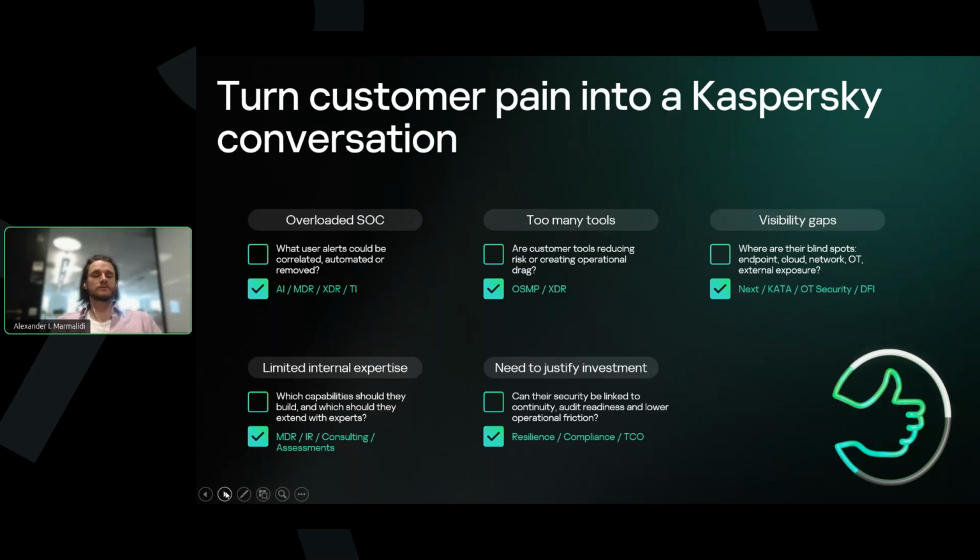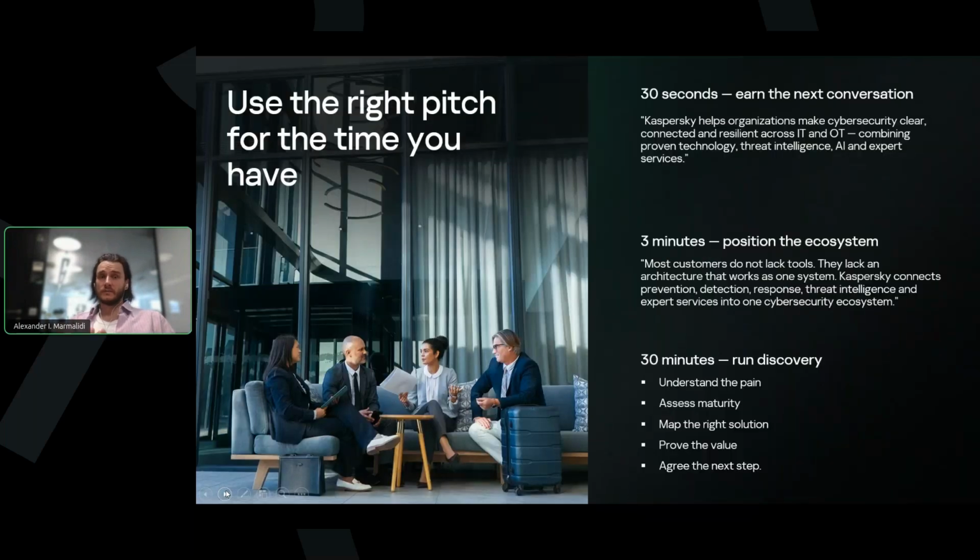So the functionality of a single pane of glass for security operations will be growing even more. Then, of course, visibility gaps is our CADA with network detection and response, our OT security to cover the critical infrastructure, DFI, as I mentioned, to cover the outside perimeter of an organization, to find breaches, leaks, and vulnerabilities. And these are just some of the examples on how customer pain could be turned into a conversation about our own products. And of course, as I mentioned, there are different conversations to be had in different places, different times.